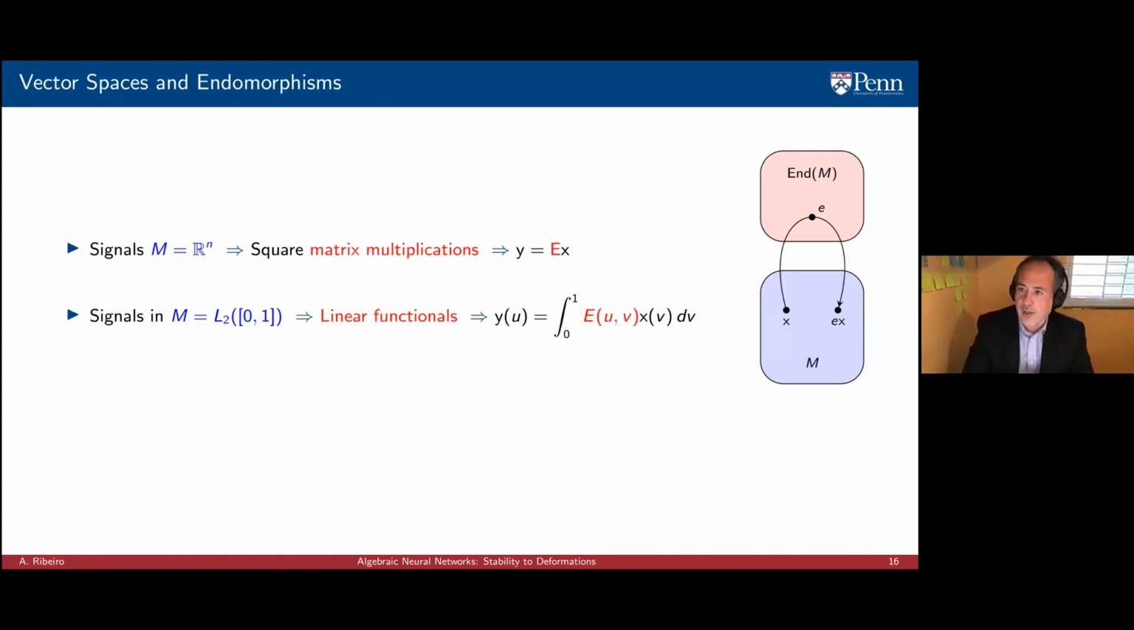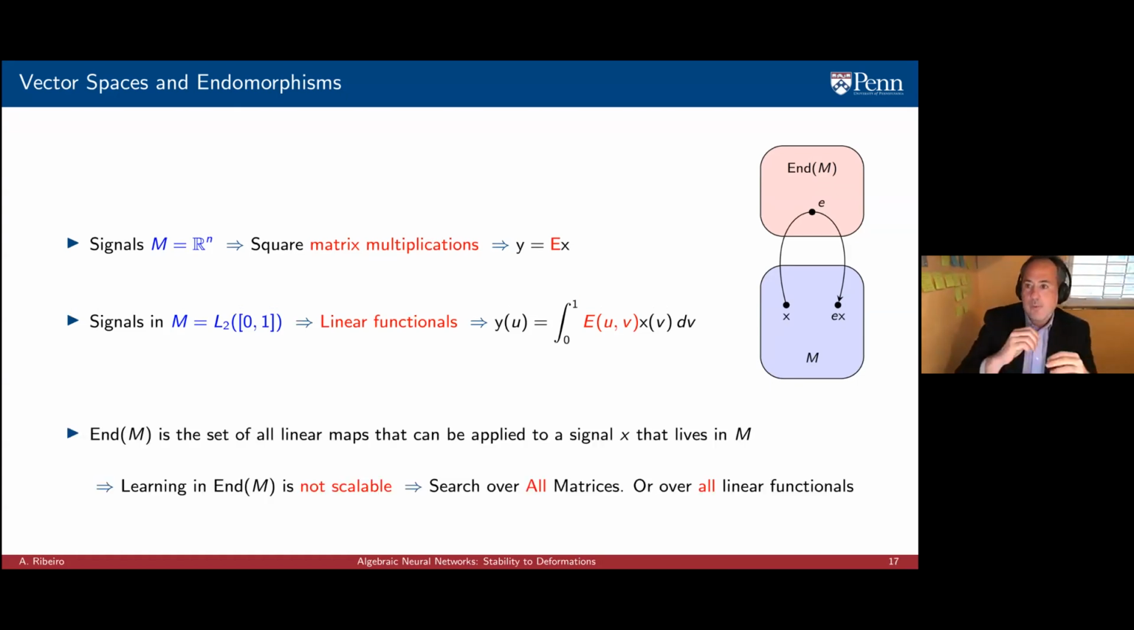As I told you, this is very elementary, right? So we're talking about things like matrix multiplications. We are talking about things like linear operators. Matrix multiplications when your vector space is Rn, linear operations when your vector space is the set of square summable functions in 0, 1, for example. Now, the important point to notice here is the following. If you want to do linear processing, you need to find a matrix in the space of endomorphisms of M that would be good at processing your data.